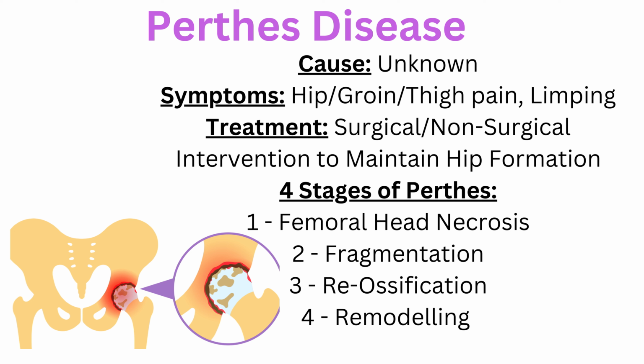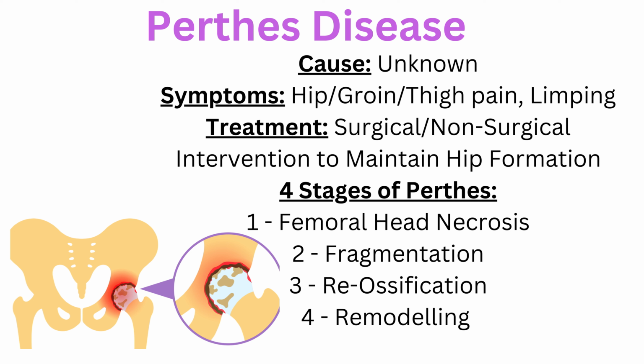It is very important to mention that there are 4 stages of this disease process. Number 1. Femoral head necrosis. This is a fancy way of saying that the bone tissue begins to die as a result of the lack of blood reaching the area. Number 2. Fragmentation. Bone is reabsorbed when the femoral head begins to collapse. Number 3. Reossification. New bone growth occurs in order to reshape the femoral head. Number 4. Remodeling. The femoral head will begin to reshape into a spherical shape.